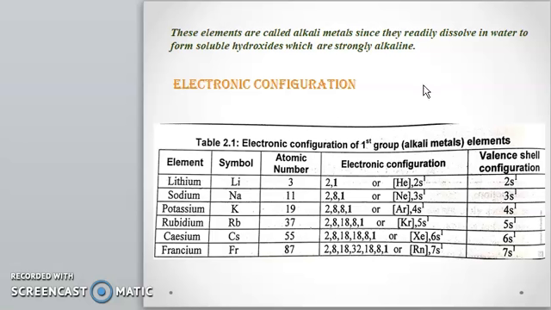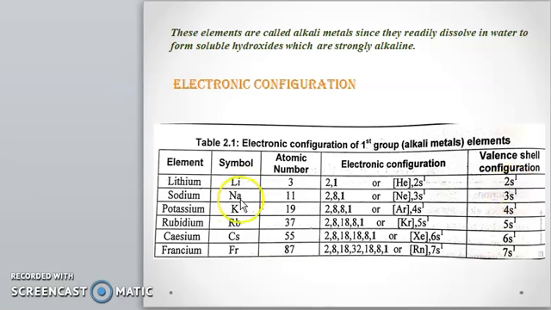So we will discuss here the electronic configuration of these alkali metals or first A group elements. In this table is the electronic configuration of first group elements. In the periodic table there is hydrogen, but hydrogen does not come under this group. Hydrogen is separate, so this group starts from lithium. The symbol of lithium is Li, atomic number is 3, electronic configuration is 2 and 1. Helium has configuration 1s2, a completely filled s orbital, and lithium has one unpaired electron in the s orbital, that is 2s1. So the valence shell configuration is 2s1.